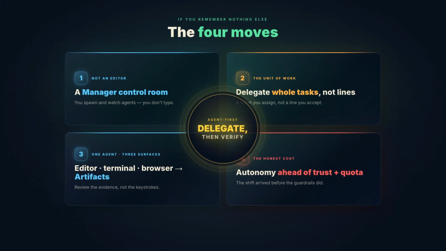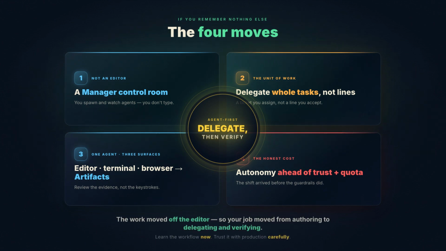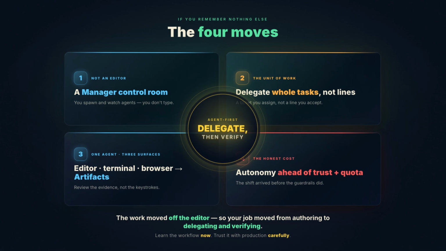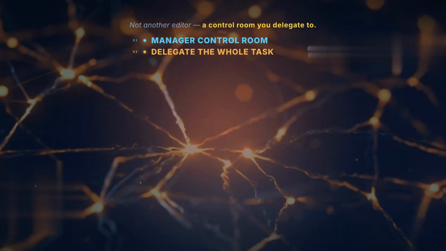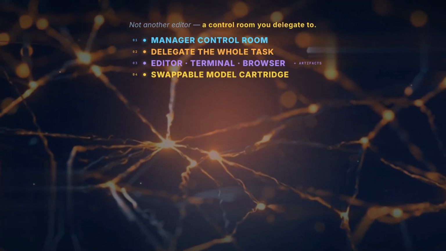Agent first means the work moved off the editor, so your job moved from authoring to delegating and verifying. Learn the workflow now. Trust it with production carefully. That's Antigravity, not another editor, but a control room you delegate to.